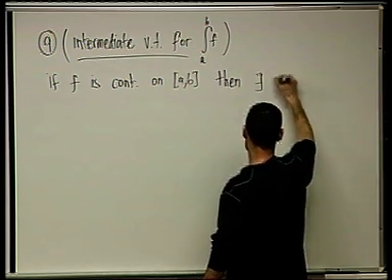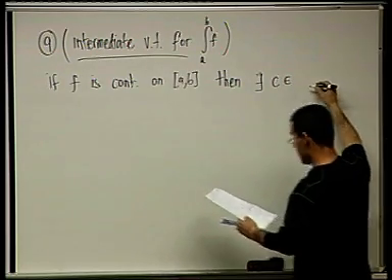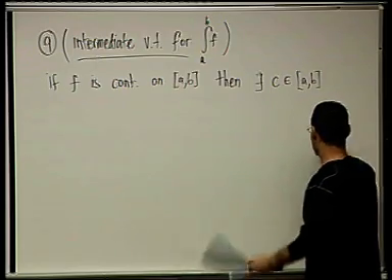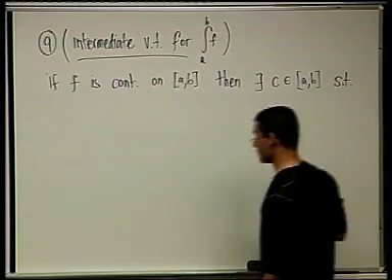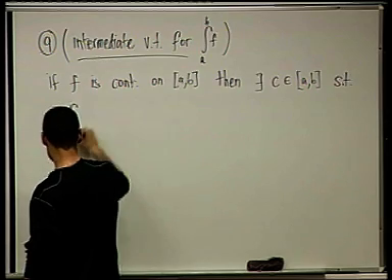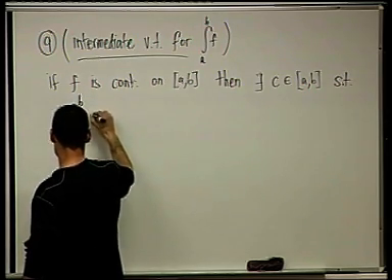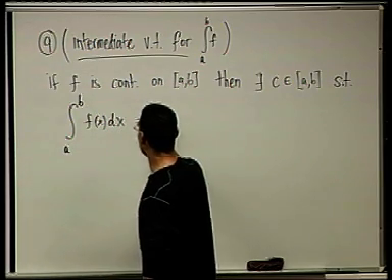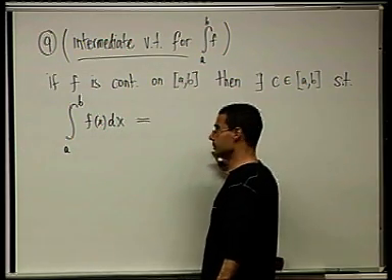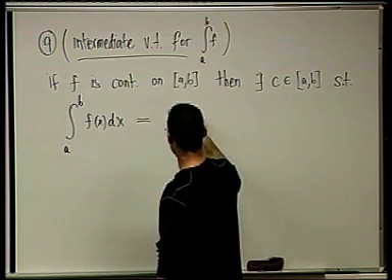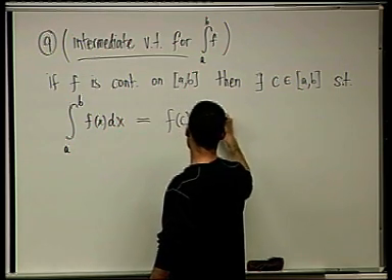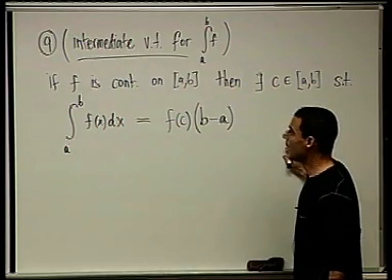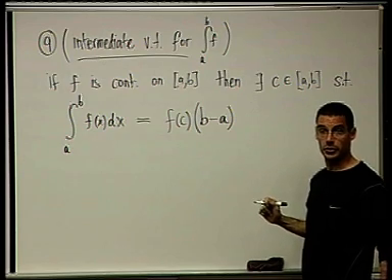there exists a c in [a, b], that's the intermediate point, such that the integral from a to b of f equals f calculated at c times b minus a. Let me first convince you why this is true.